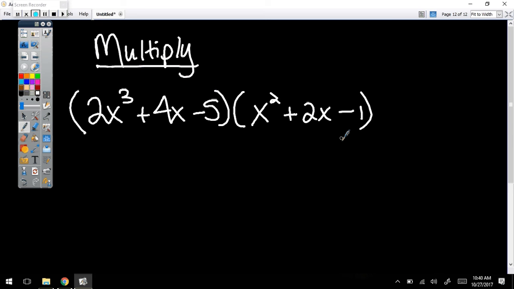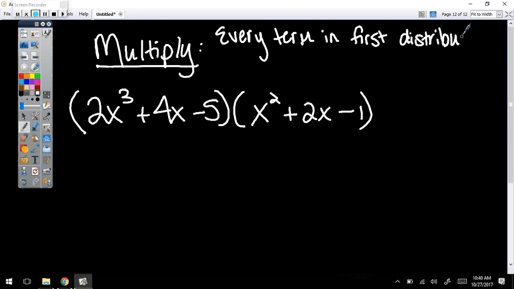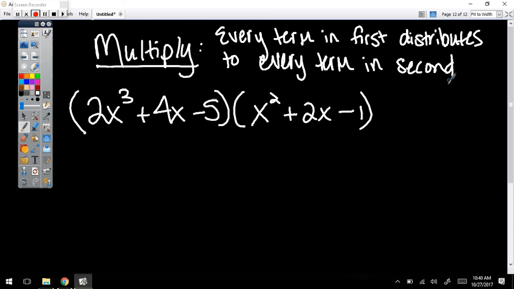Here's the key. We talked about how we multiply terms: we multiply the coefficients, we add the exponents. For these, every term in the first distributes to every term in the second. I always circle the first term, and I start distributing that term through to the second polynomial.